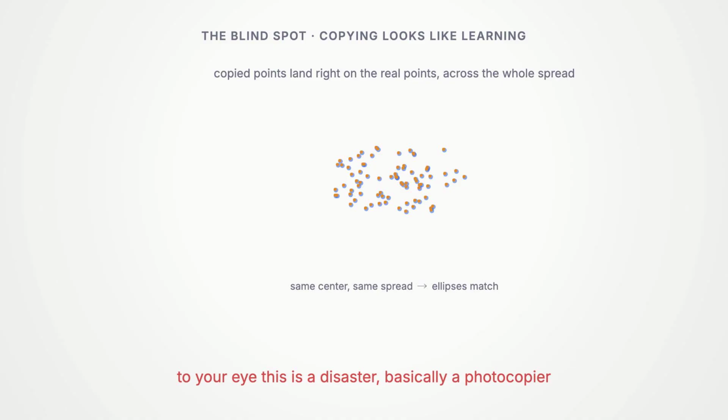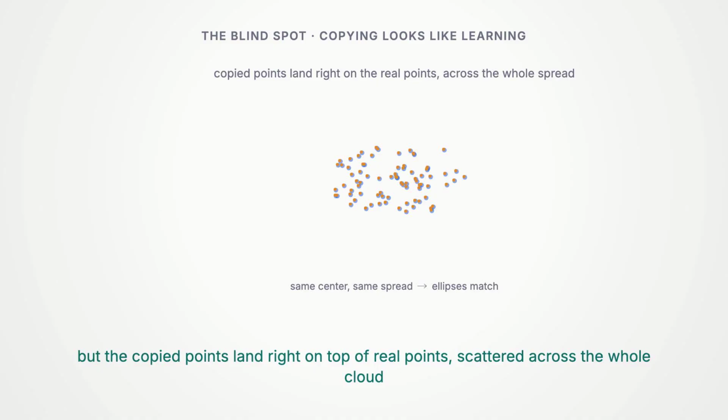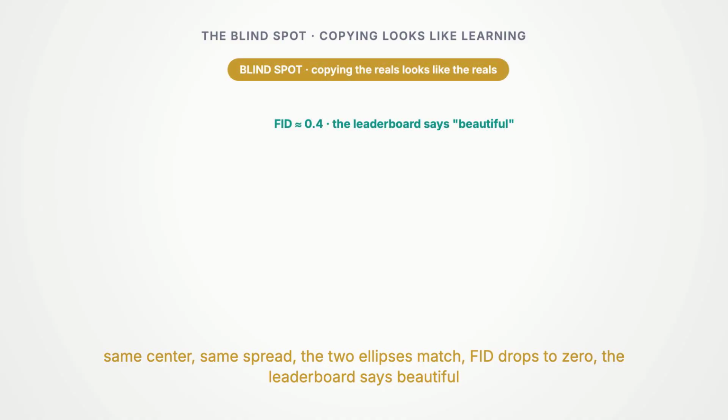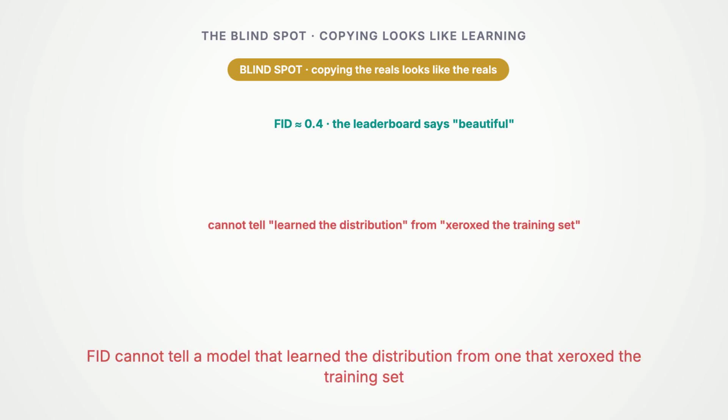But think about where those copied points land. They land right on top of real points, scattered across the whole real cloud. So the fake cloud still has the same center and the same spread as the real one. The two ellipses match almost perfectly, FID drops towards 0, and the leaderboard says, beautiful. The metric literally cannot tell a model that learned the distribution from one that just Xeroxed the training set, because copying the reals is the one way to look exactly like the reals.